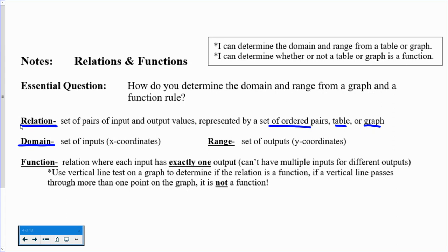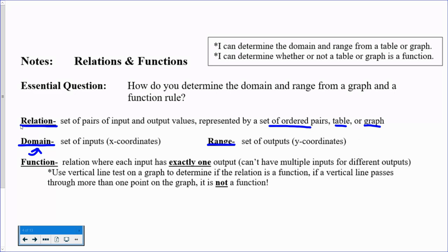Domain we've talked about before. We definitely talked about it in the last unit. That's the set of all of your input values or your x coordinates. Your range would be the set of the output values or your y coordinates. Okay, we talked about domain when we talked about restrictions on what x could be and restrictions on what y could be in our previous unit with our rationals.